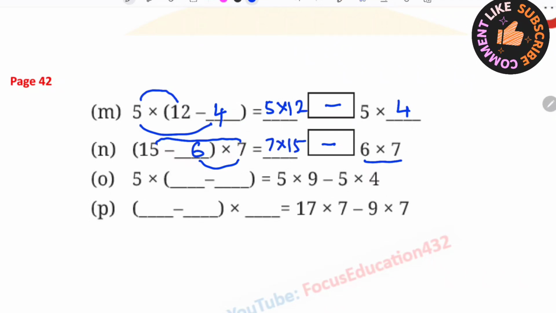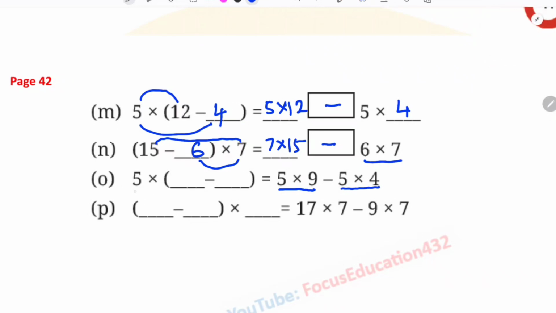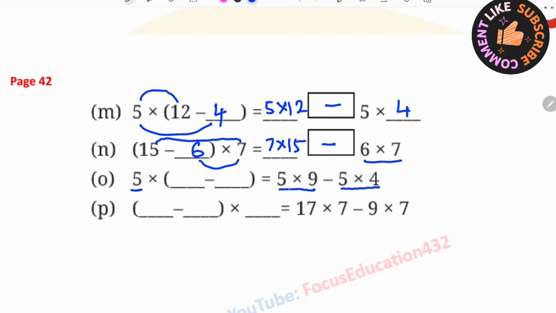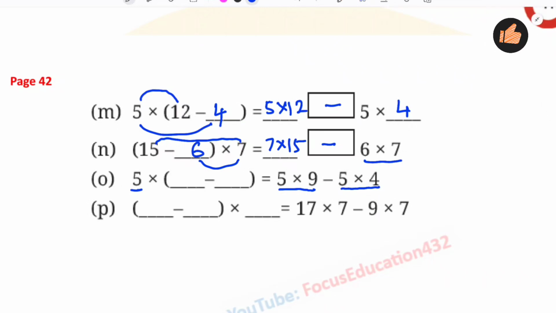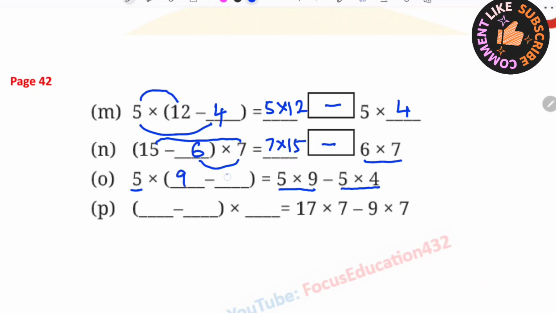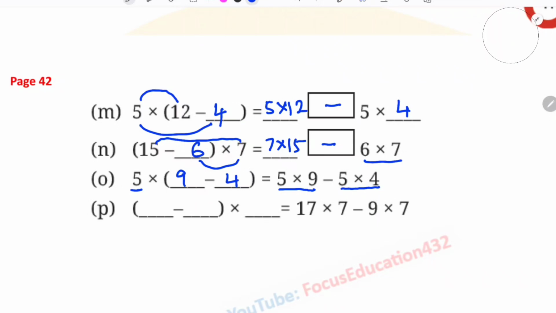What about the O bit? For the O bit, see the right side, it is given: 5 multiplied by 9, 5 multiplied by 4. So what is common? 5 is common. So 5 is given here. The other two numbers, 9 minus 4, you have to write here.